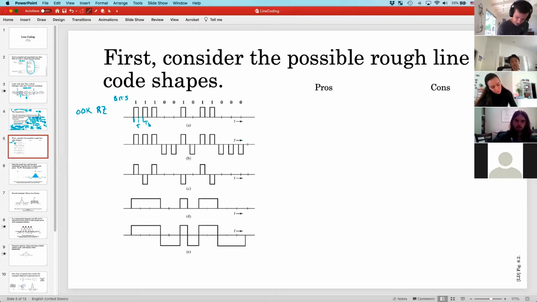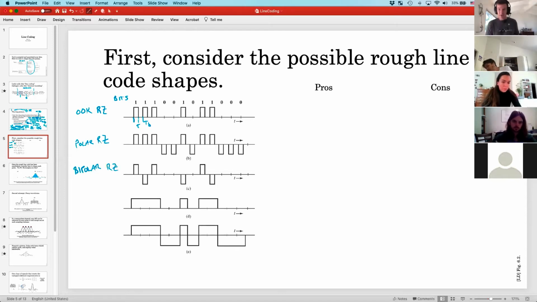The next one is called polar, return to 0. Polar because it's a bipolar waveform. You're changing the polarity of the pulses here. Zeros become negative pulses, ones are positive pulses. And I misspoke about 20 seconds ago, because this is actually called a bipolar line code.